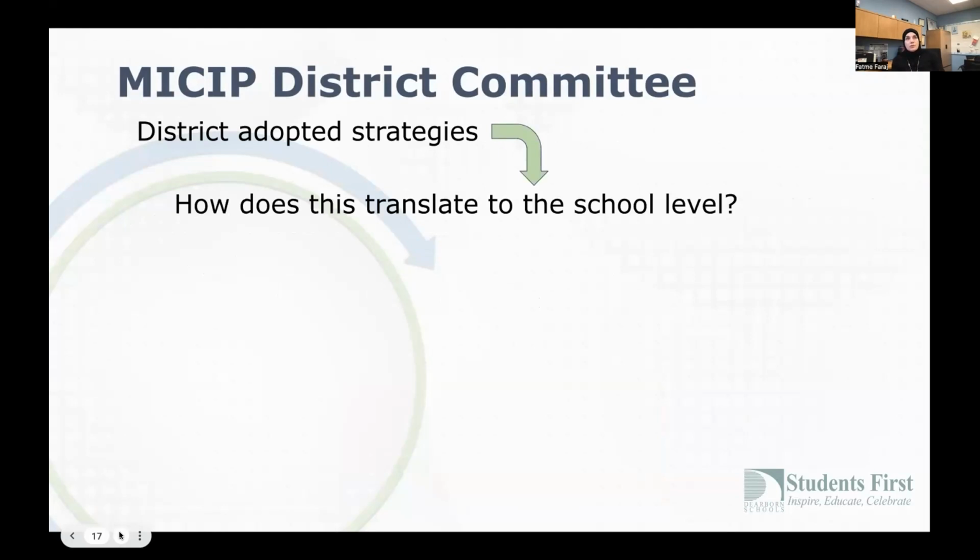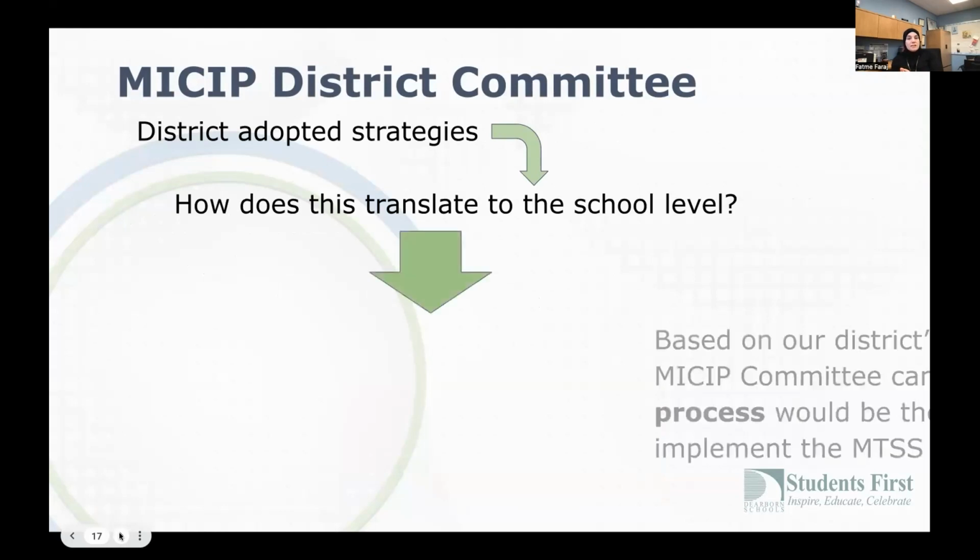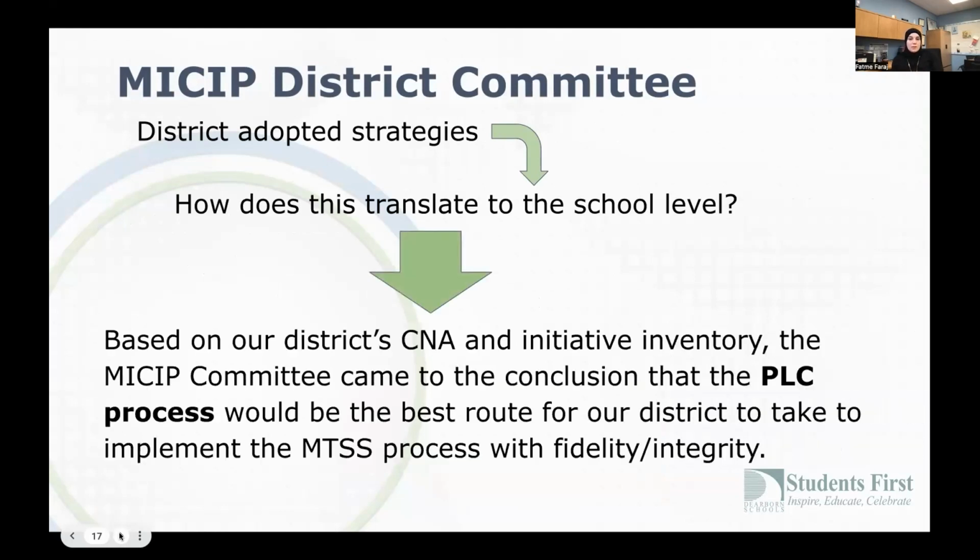And how do we make sure that we are not treating MTSS as a different entity or process than the PLC process? How does it translate to the building level? Based on the comprehensive needs assessment and initiative inventory, the MICIP committee came to the conclusion that the PLC process would be the best route for our district to take to implement the MTSS process with fidelity and integrity.